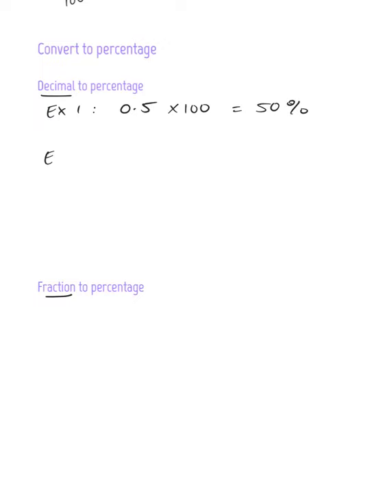Let's have a look at another example. Let's say I had 0.034. Again, I'm going to convert this to a percentage, which means I'm multiplying by 100, and that gives me 3.4%.